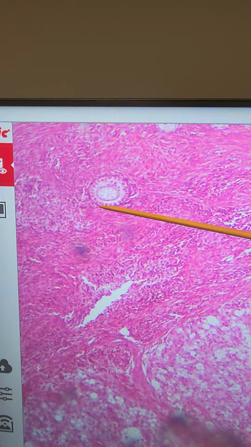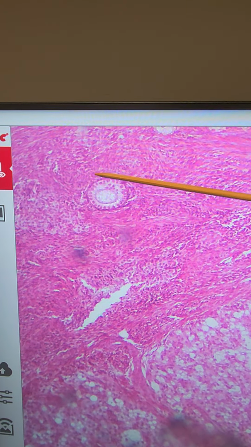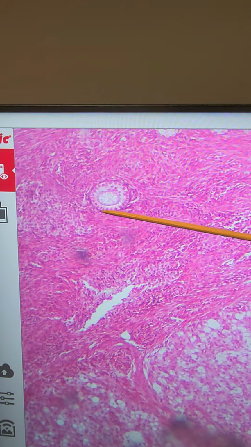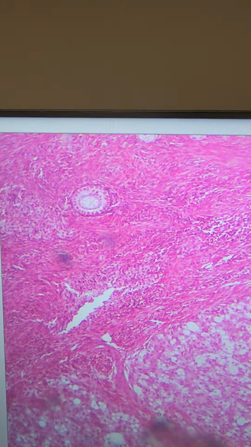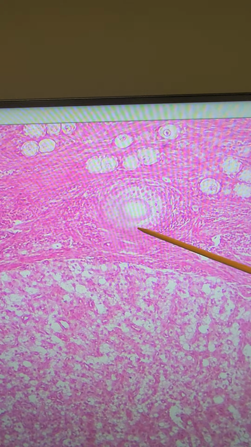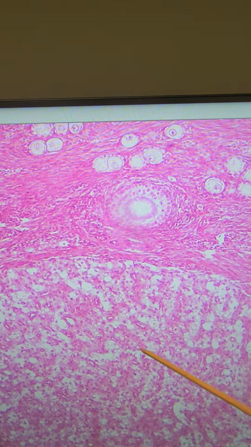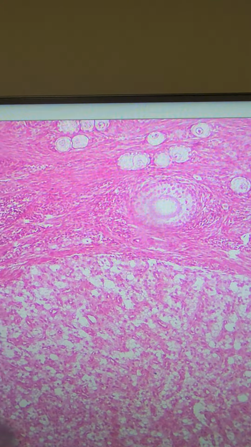So those are the simple cuboidal epithelium surrounding the primary follicle. Here we have a secondary follicle. We can tell it's secondary because there definitely are more layers of cube-shaped cells, and here is part of the corpus luteum that we saw earlier.